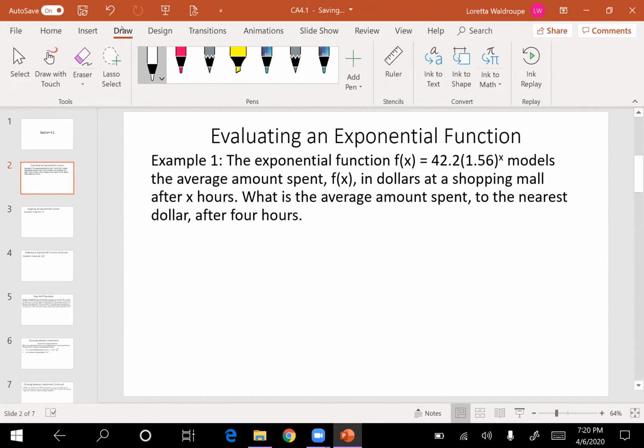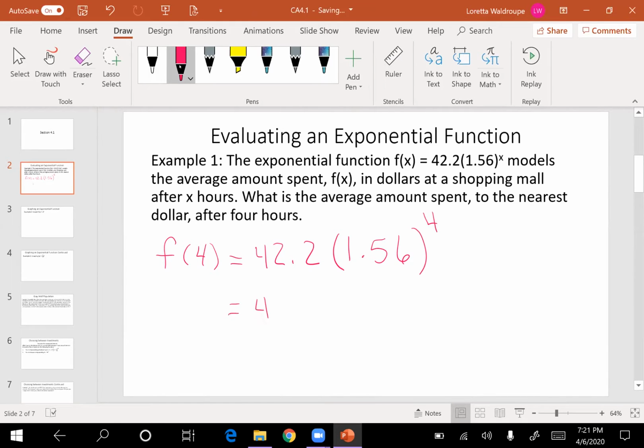So f of 4 equals 42.2 times 1.56 to the 4th power. Remember, using your order of operations, you need to do 1.56 to the 4th power first if you don't do it all at the same time.